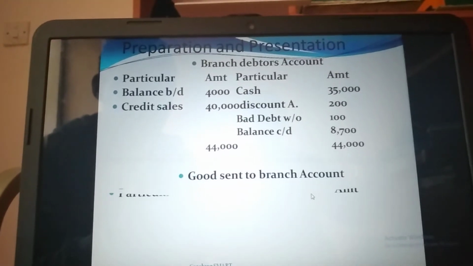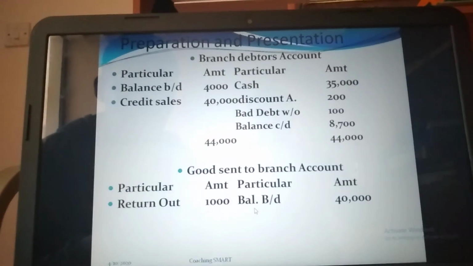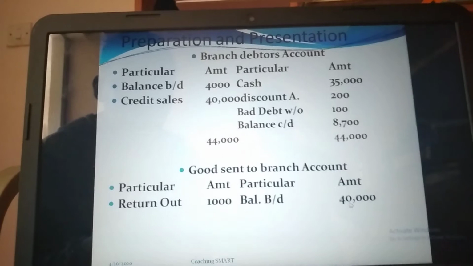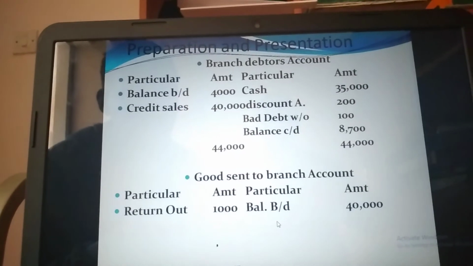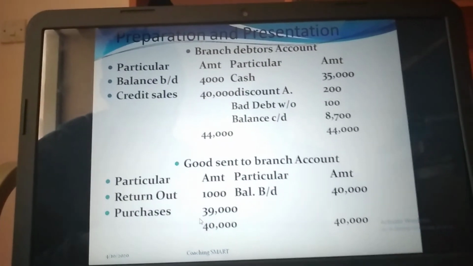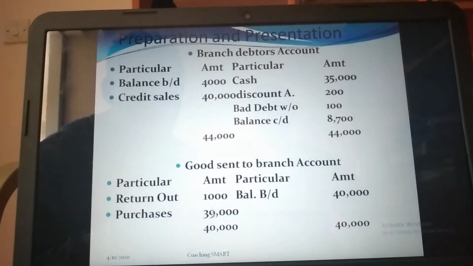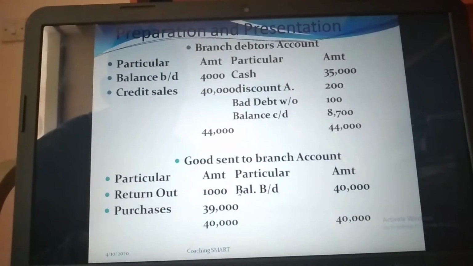Now in the goods sent to branch account, we have balance brought down, which is goods which were sent to the branch worth 40,000, and then return outwards 1,000. You balance the account, the credit side is more than the debit side, so 40,000 minus 1,000 gives you 39,000. This is the amount which has been purchased.